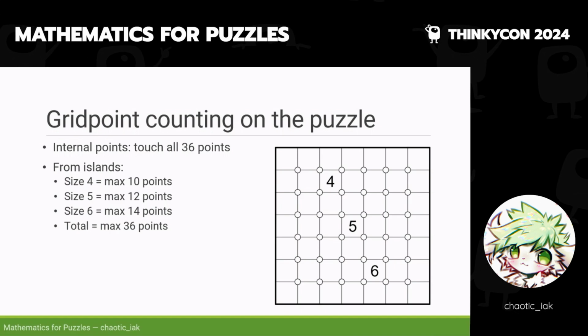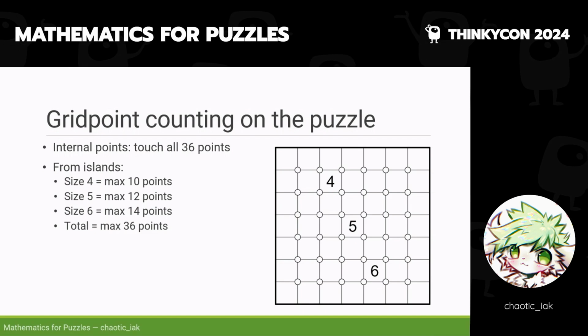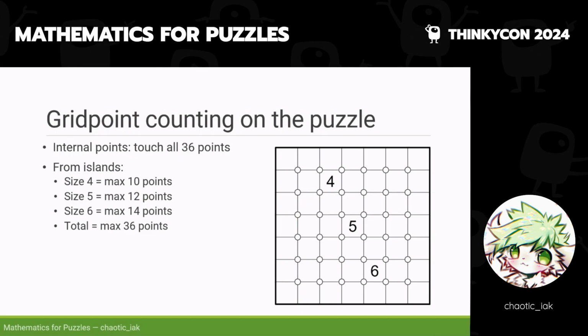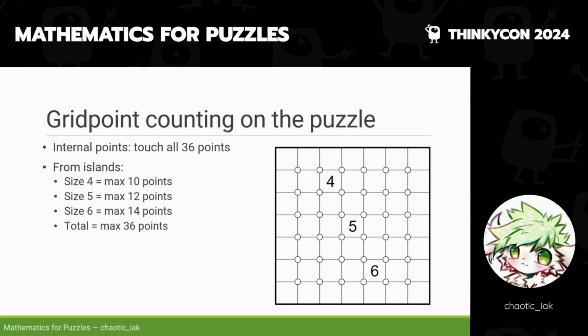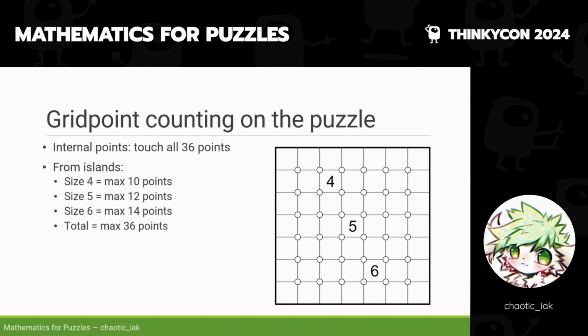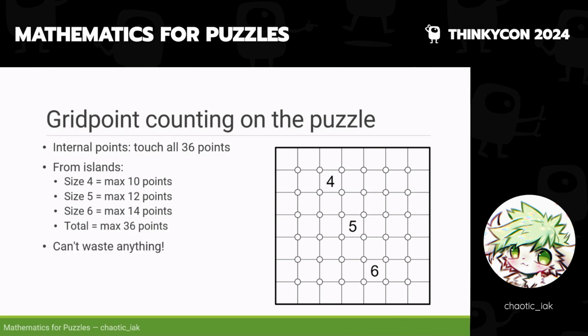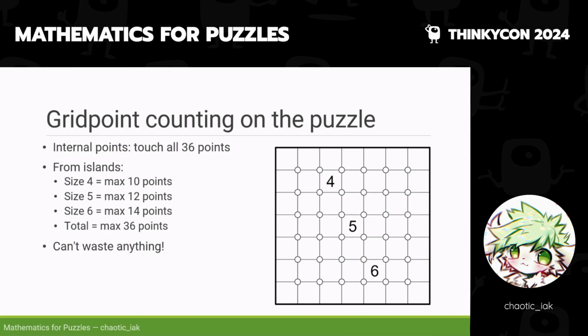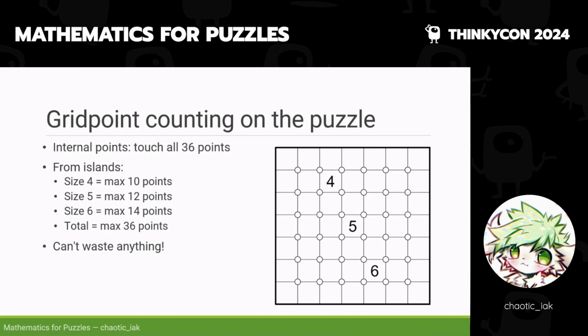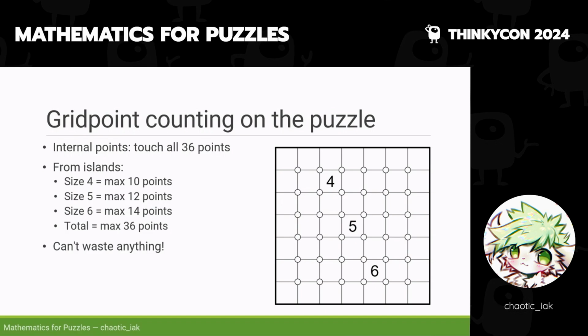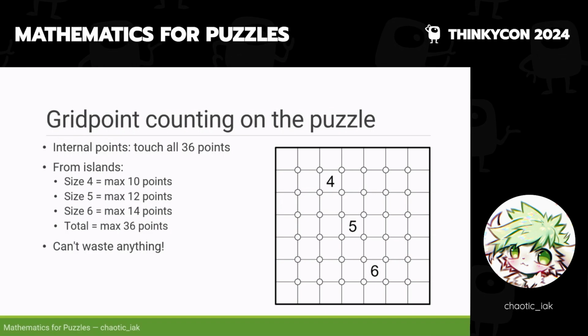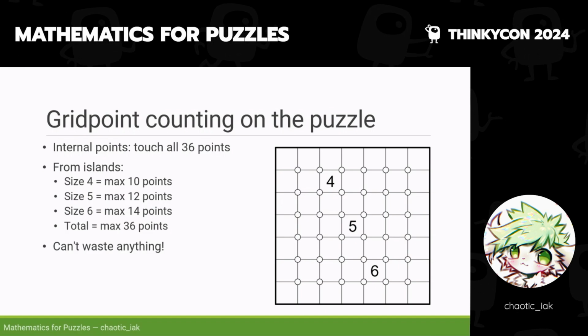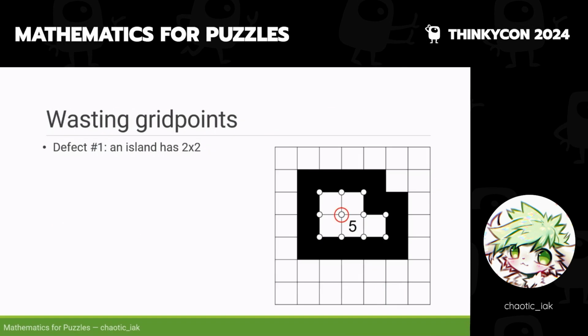Each island must contain one number. So there are no hidden islands. These are all the islands we have. So we know there are 36 points available from the islands. And wait a minute, there are 36 points we have from the islands, and we have to use them all to touch all the internal points. We cannot waste anything. And that's the basic idea behind the argument.